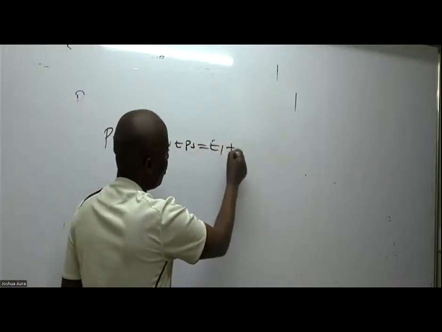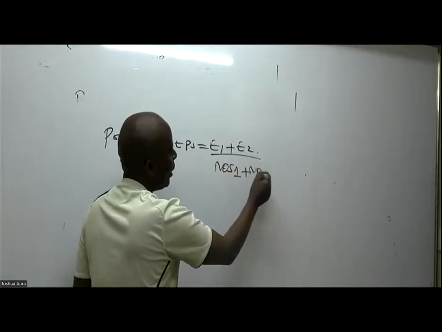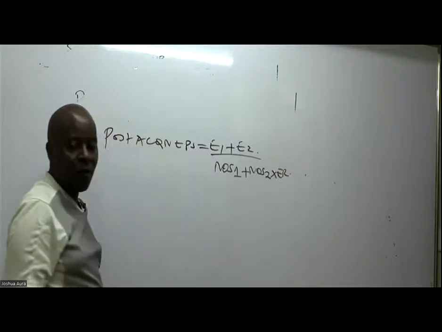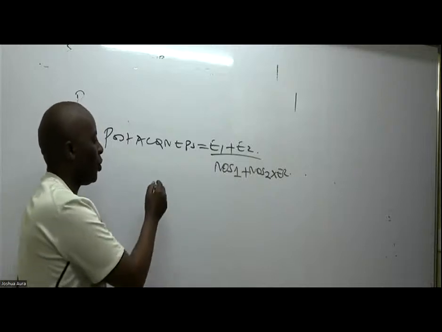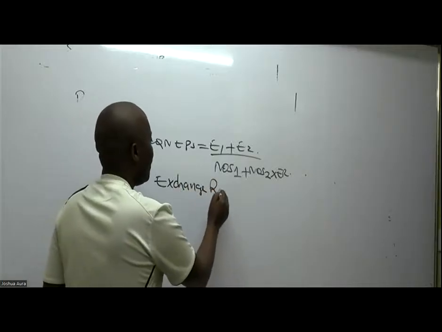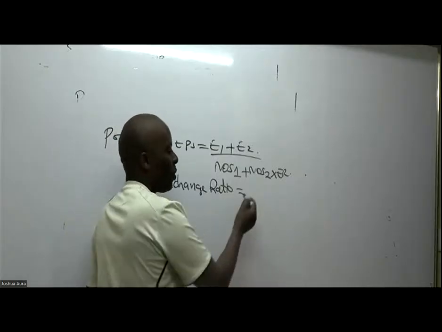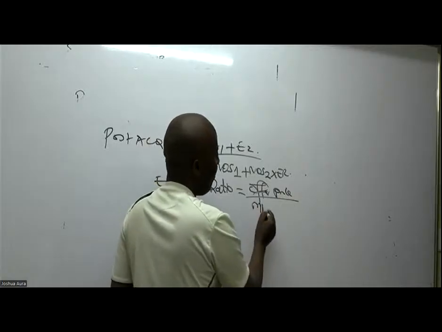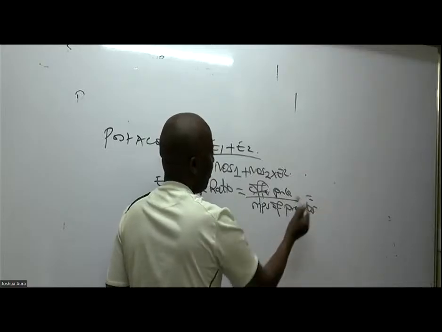Post-acquisition EPS is earnings of company 1 plus earnings of company 2, all over number of ordinary shares of company 1 plus number of ordinary shares of company 2 times the exchange ratio. If I'm the one doing this, first of all, I will come here and put down the exchange ratio. This time, remember, this is not the maximum one. This is the normal one. They've given me an offer price, so I will take the offer price and divide this by MPS of the predator.